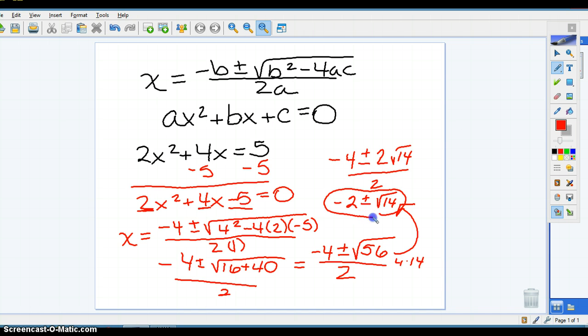Okay? All problems will work like this. They have to equal 0, and then you can substitute your a, b, and c values in. Just be careful with your formula and your math, and you should be set.